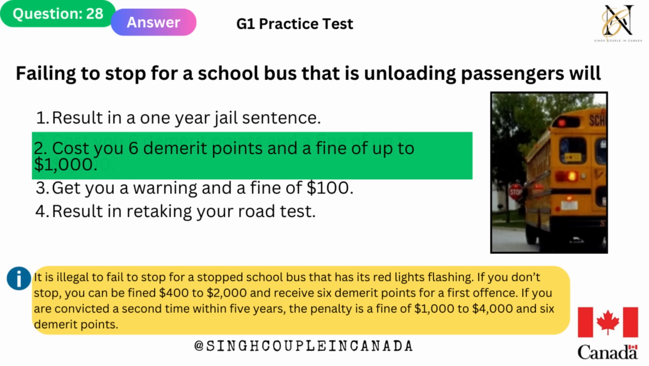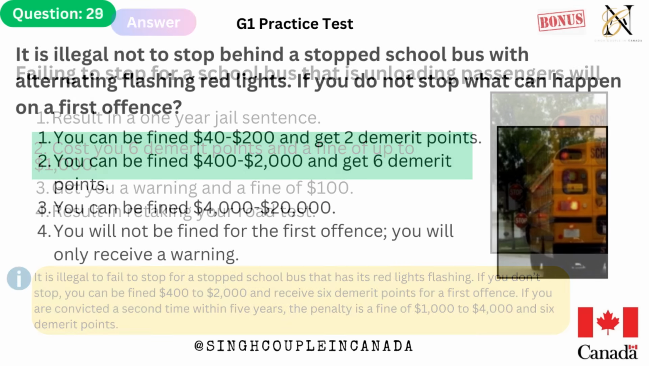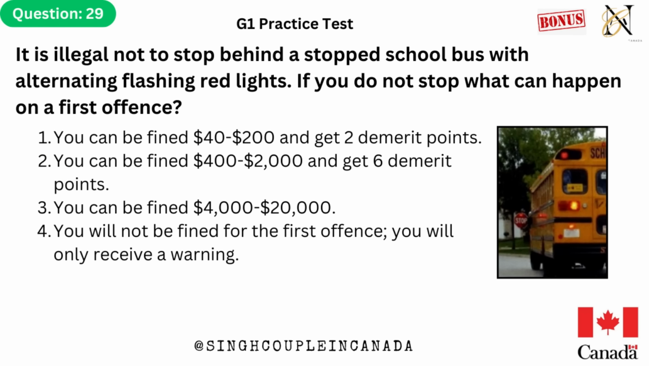It is illegal to fail to stop for a stopped school bus that has its red lights flashing. If you don't stop, you can be fined $400 to $2,000 and receive 60 merit points for a first offense. If you are convicted a second time within 5 years, the penalty is a fine of $1,000 to $4,000 and 60 merit points. It is illegal not to stop behind a stopped school bus with alternating flashing red lights.